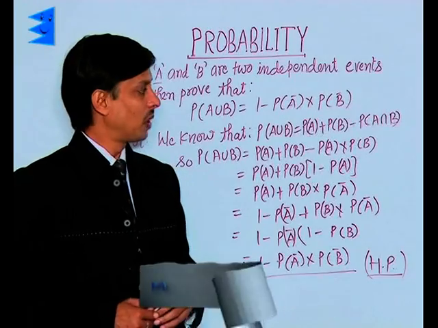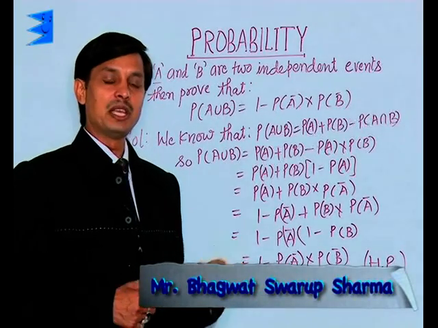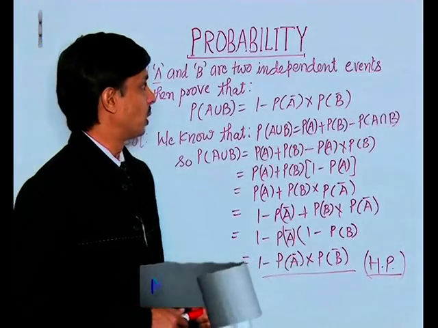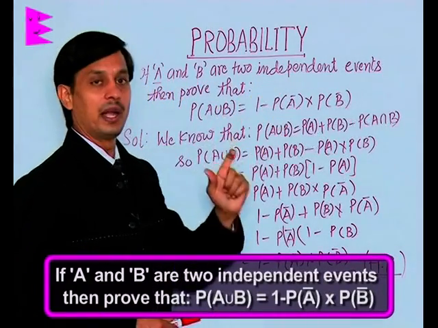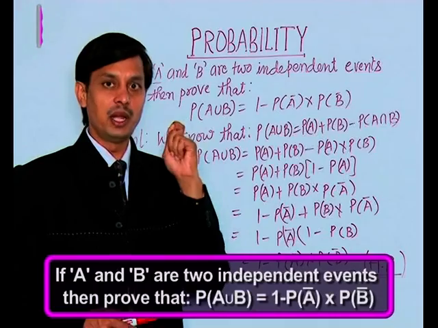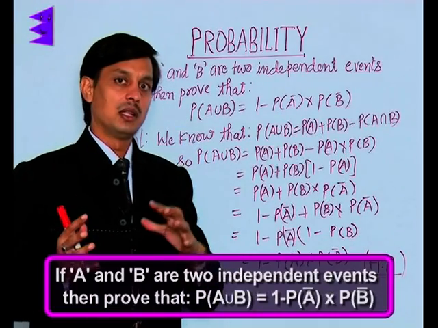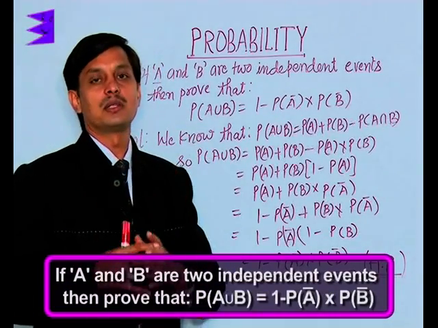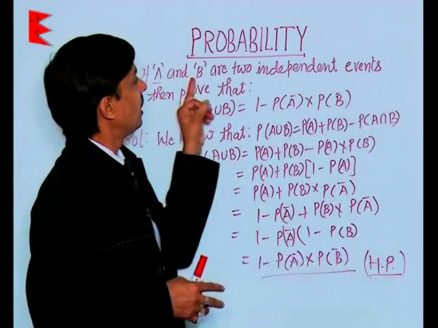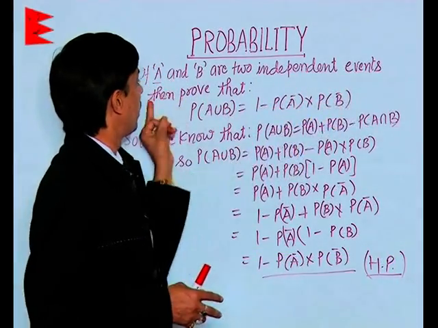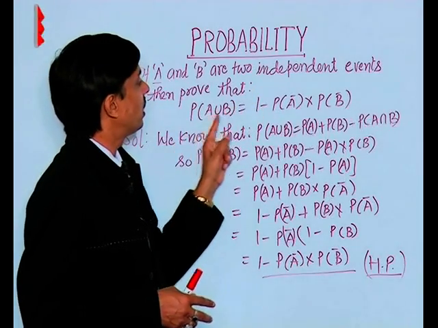Now one more problem I am taking, which is based upon the independent theorem. If A and B are two independent events, meaning the occurrence or non-occurrence of one is not affected by the other.